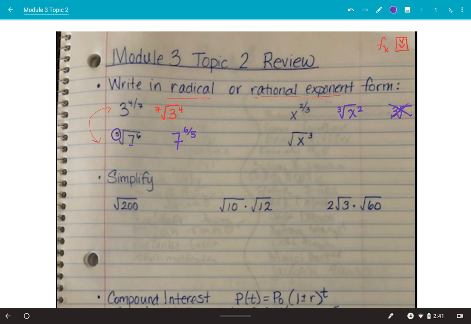Now, the next one, and this is one they do like to have, if it doesn't have a number, it has an imaginary 2 right there. Square root, square, it's going to be in there. So we're going to write it x to the 3 over 2. You can write it as a different fraction, it's fine, but this is how I write it.